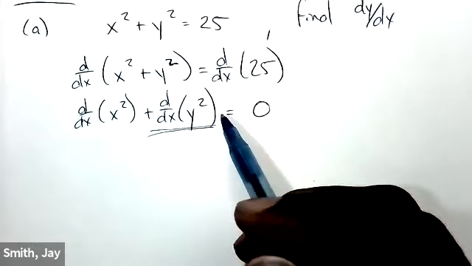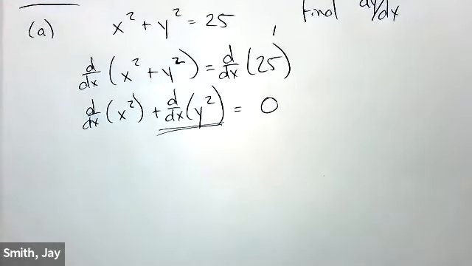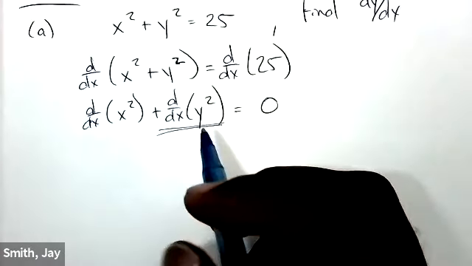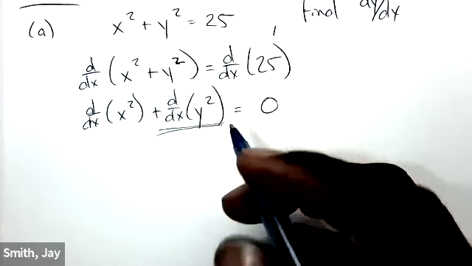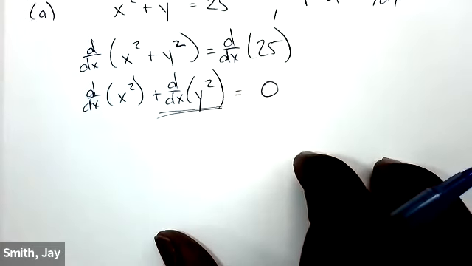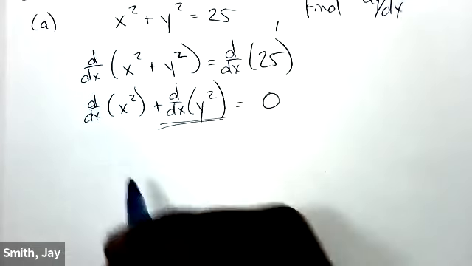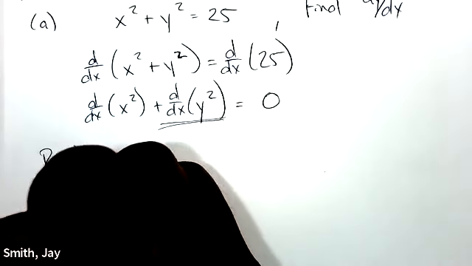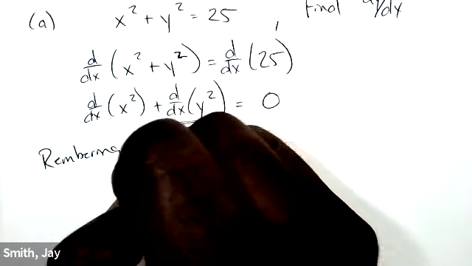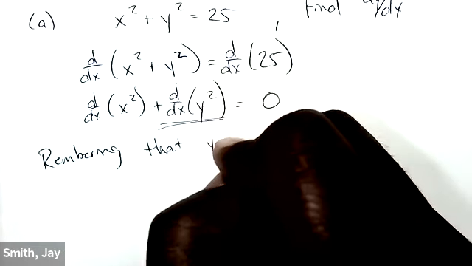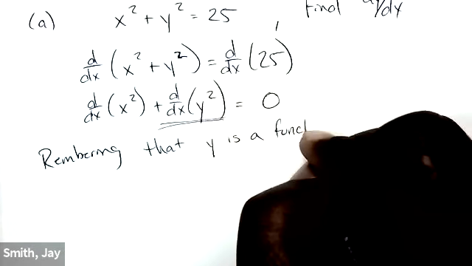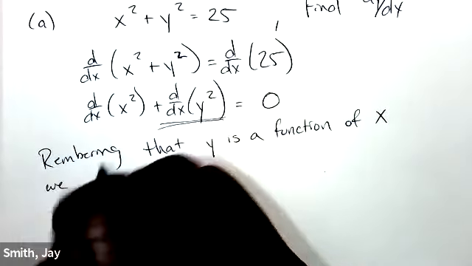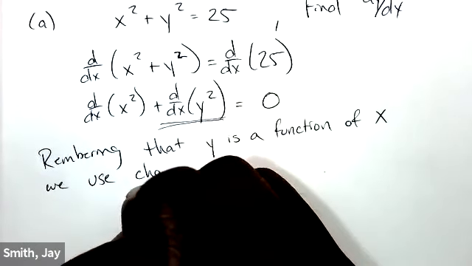Now, in this problem, I'm going to show you explicitly why we have to attach that dy dx when we take the derivative of something defined by y, by applying the chain rule. But as long as you remember to attach it, you don't have to really know the minutia of why we're doing it. So we want to remember that y is a function of x, and we use the chain rule here.